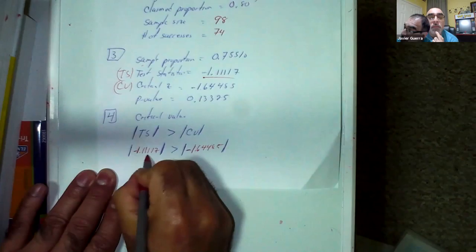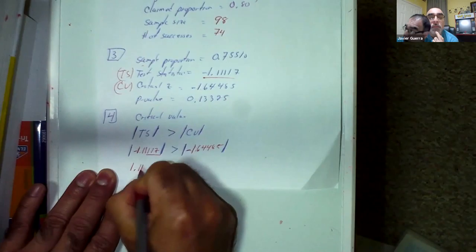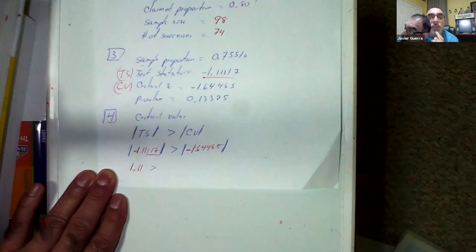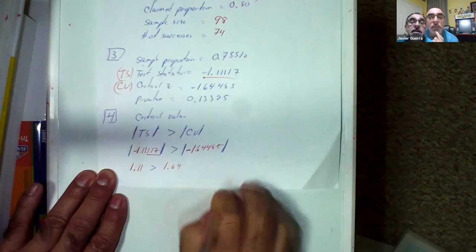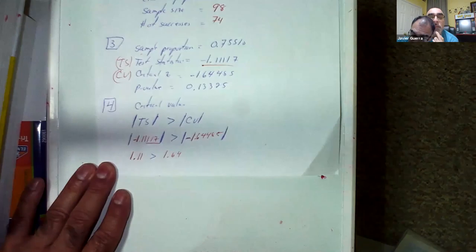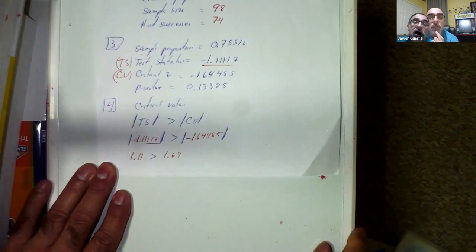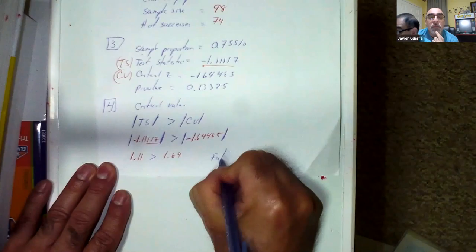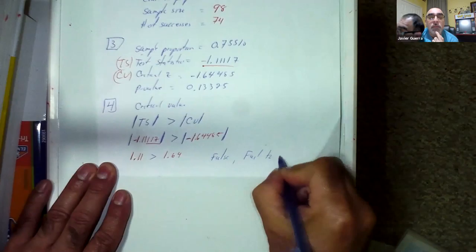So this becomes 1.11. And I want to know, is $1.11 greater than $1.64? Is this true or false, ladies? Is the gas price of $1.11 higher than $1.64? False. It's not, right? So we fail to reject H0.